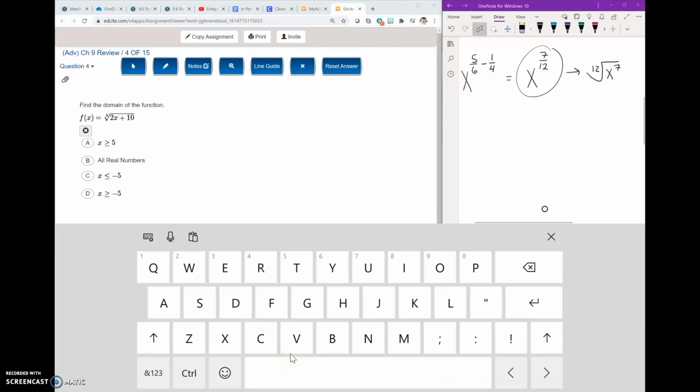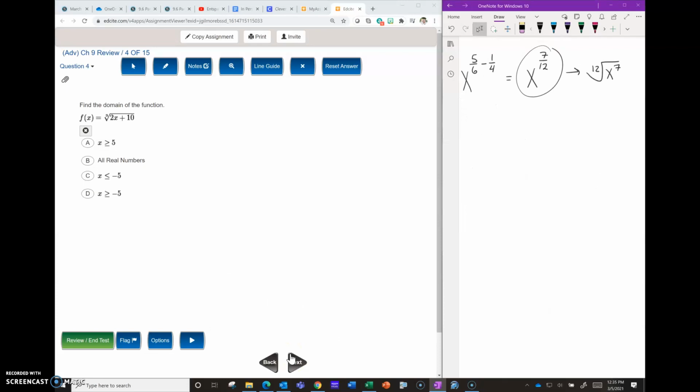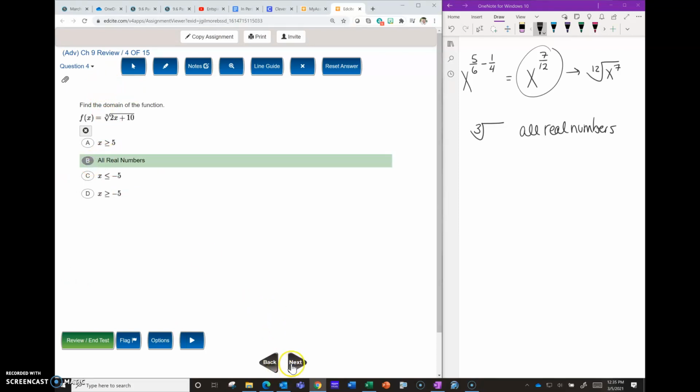Find the domain. When you have a cube root function, cube root functions have a domain of all real numbers. There are no restrictions to what can be in a cube root function. So if it's cube root, you click all real numbers.